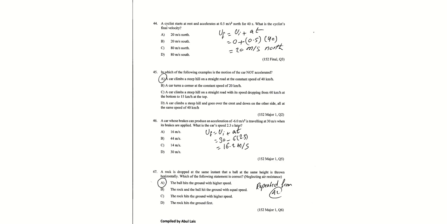Now move on to 47, and it says that a rock is dropped at the same instant that a ball at the same height is thrown horizontally. Which of the following statements is correct? I guess this is a repeated question, like 42, and we have already answered that the horizontal ball should reach at a higher velocity. As we mentioned before, they both reach at the same time, but the one that is thrown horizontally should reach at a higher velocity.